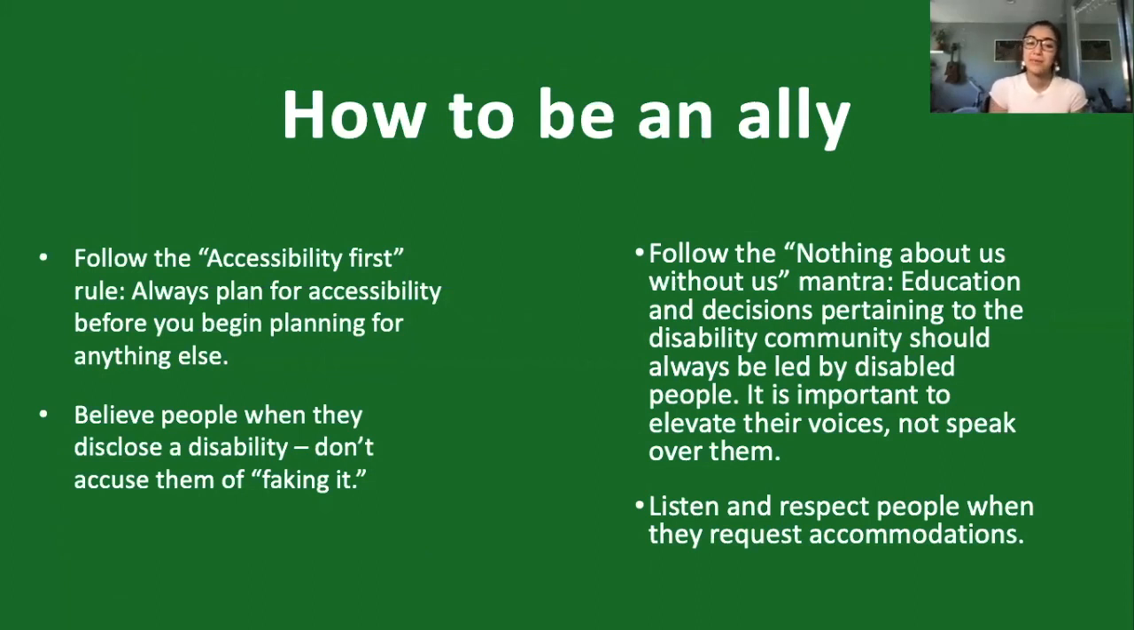Firstly, it's important to follow the accessibility first rule. Always plan for accessibility before you begin planning for anything else. So this doesn't mean that we're going into things going, accessibility is more important than your event. But accessibility is an important aspect of your event. When you are planning an event, the first thing you should ask yourself is this accessible? Is there a way that we can make this accessible? Is there a way that we can make sure that everybody can come and participate?